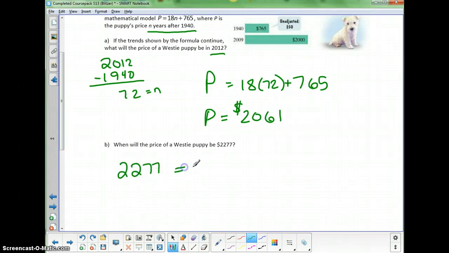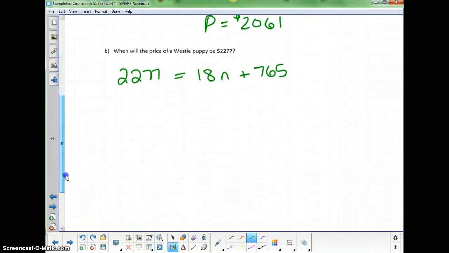$2,277 is the puppy's price, and what I'm looking for is the value of n. When is that going to happen? So I'm going to solve this equation for n. The first thing I need to do to solve for n is to get rid of this 765. It's positive, so we're going to subtract it from both sides of the equation.